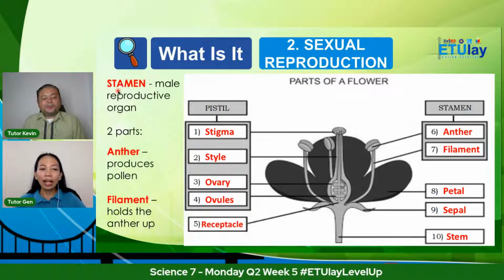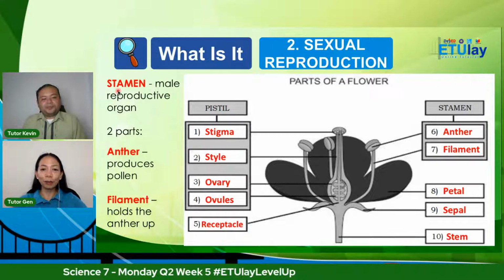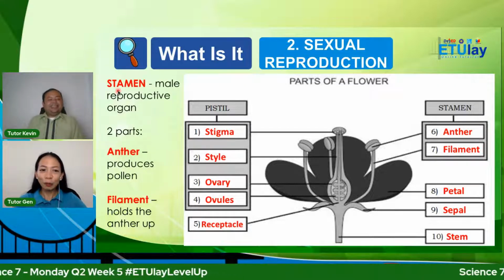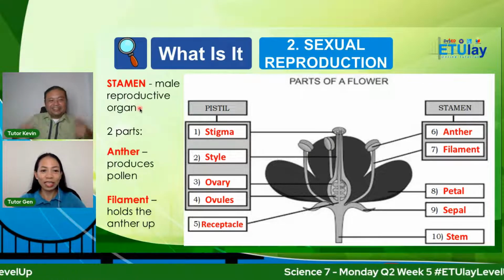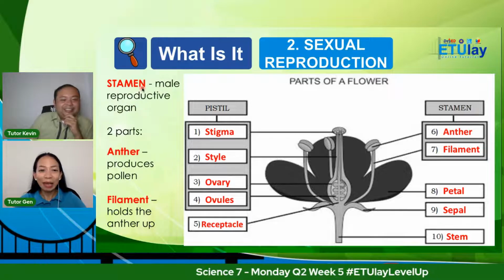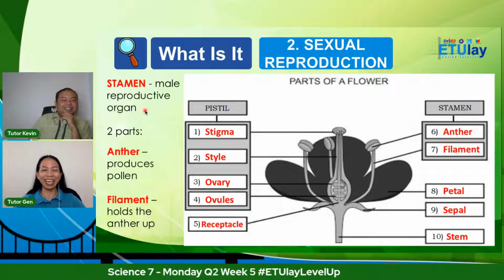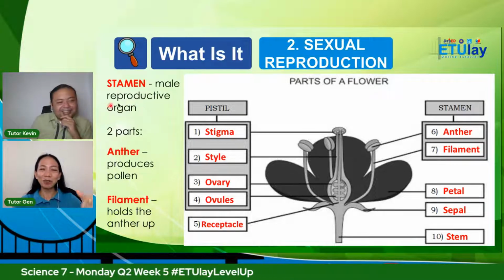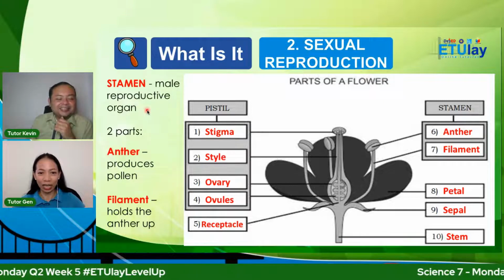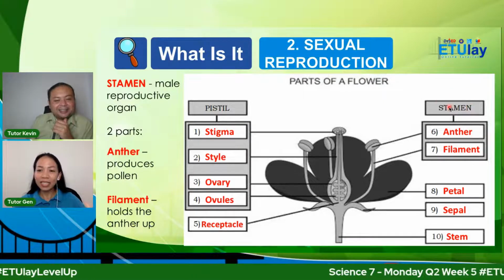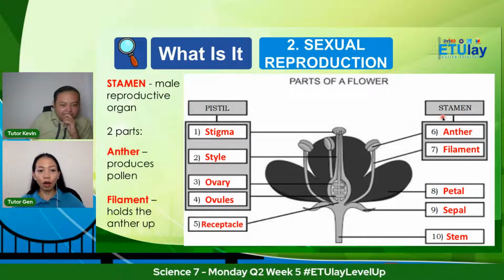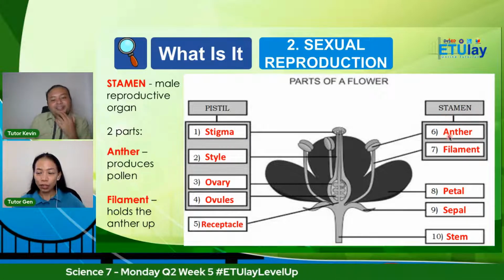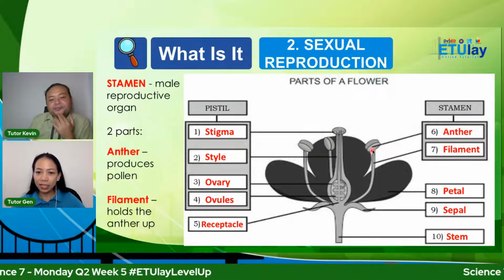My cue, or a clue for me to easily remember, which might help the learners, is that stamen has "men" in it, male. Stamen. So, male reproductive organ. The stamen here on the right side is the male reproductive organ. It consists of the anther, number 6 here.